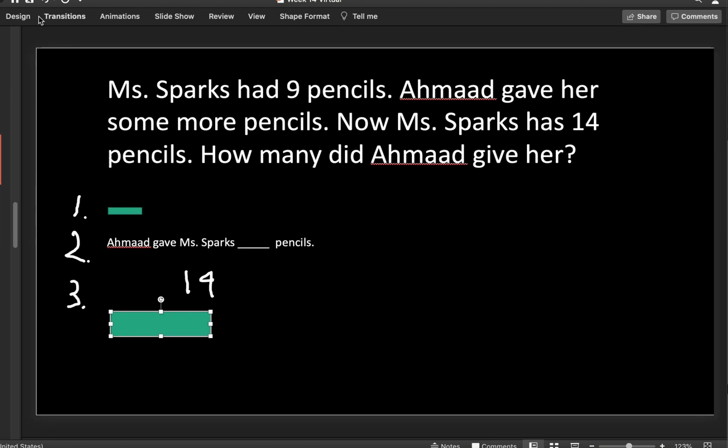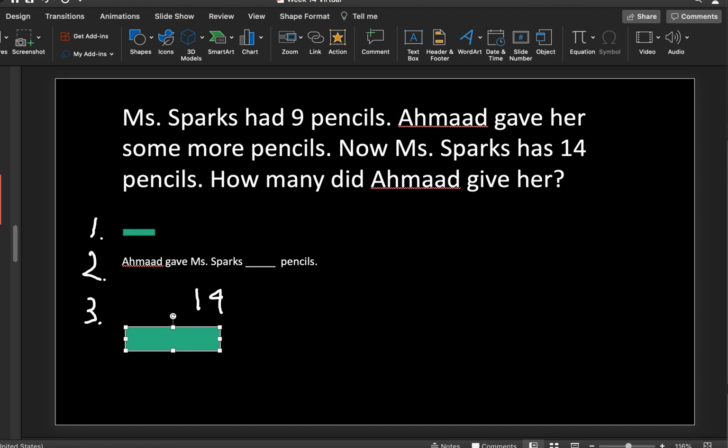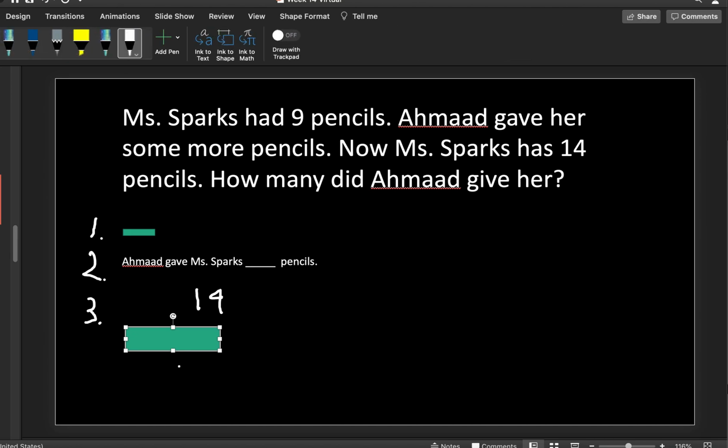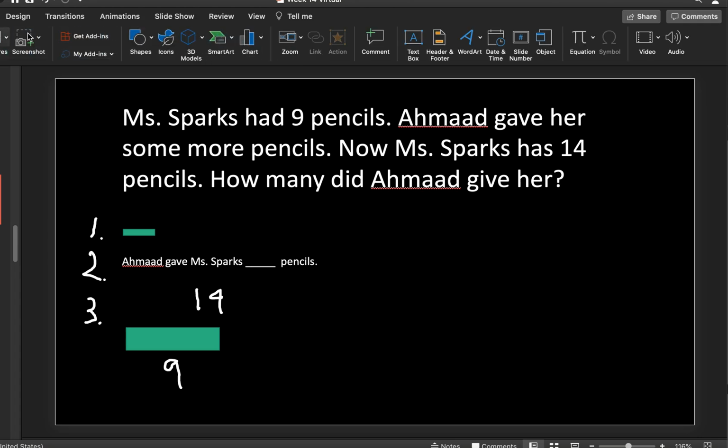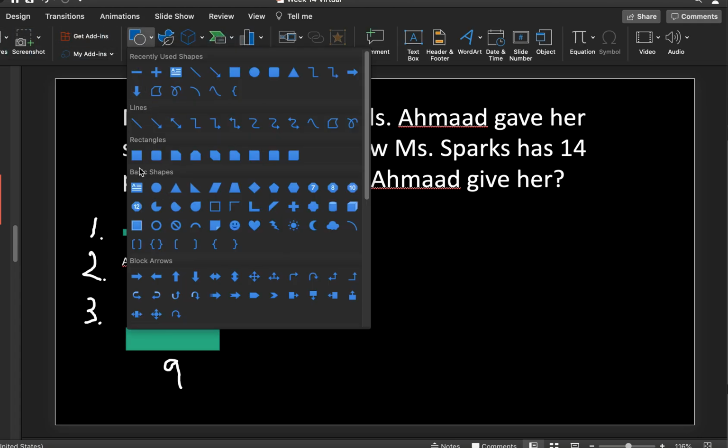Thank you guys. I know you guys are being so super patient as I am drawing all this in. So here we go. This is my 9. And then my whole of 14. So I have this question over here: how many more pencils did Ahmad give her? How many pencils did Ahmad give me? That's my question that I'm asking. So here we go. We have this little blank right here.